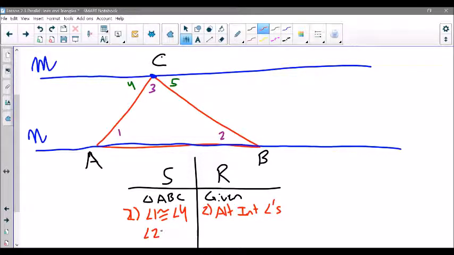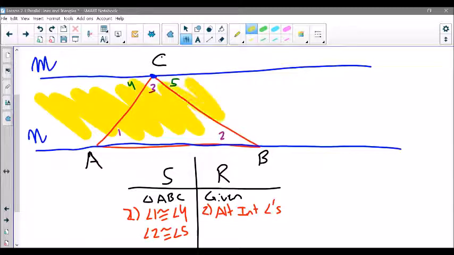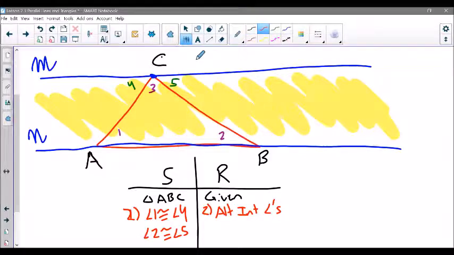Angle 2 is also congruent to angle 5, because again, 2 and 5 are alternate interior angles. Remember, they are on the inside of the parallel lines, but on opposite sides of the transversal. The transversal, in this case, is segment CB. The other transversal is segment AC.